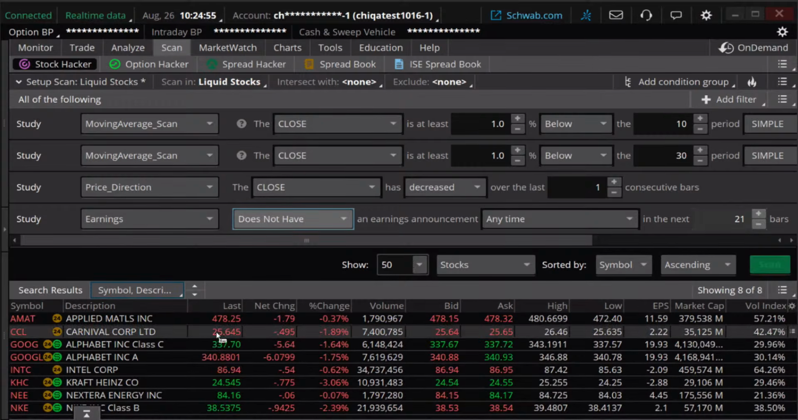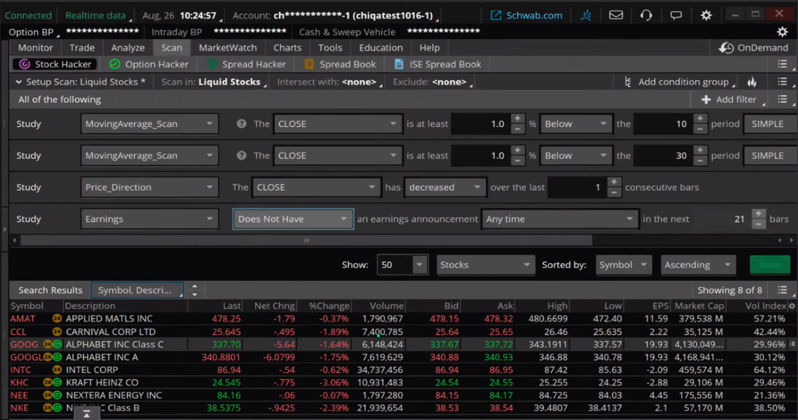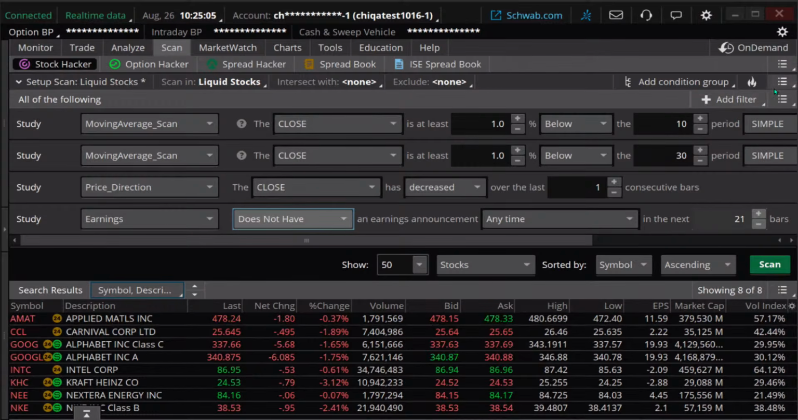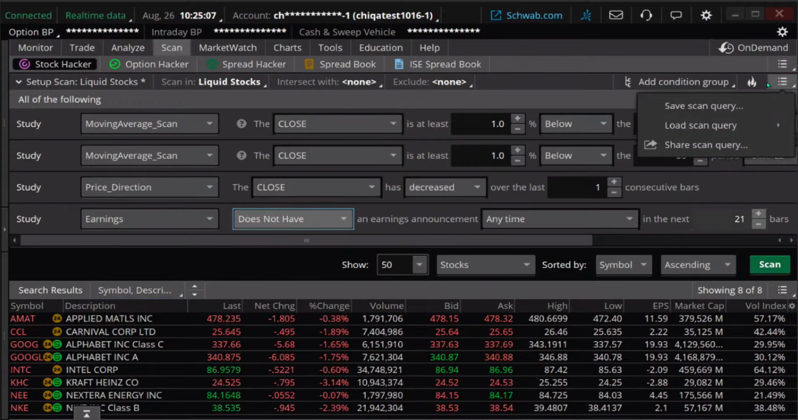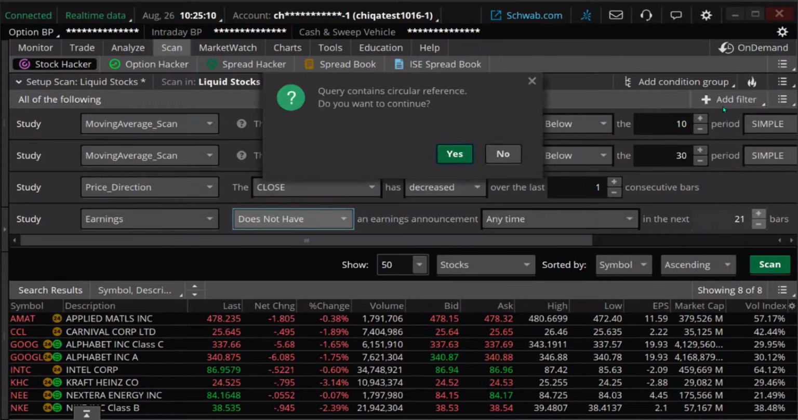Now, remember, well, let's do this. Let's save it. I'm going to click on my little 3-line menu. I'm going to save the scan query.